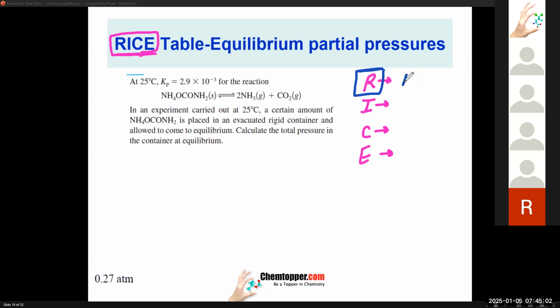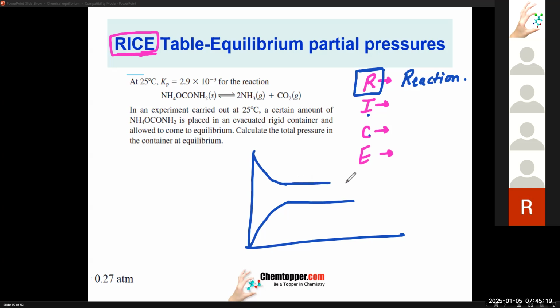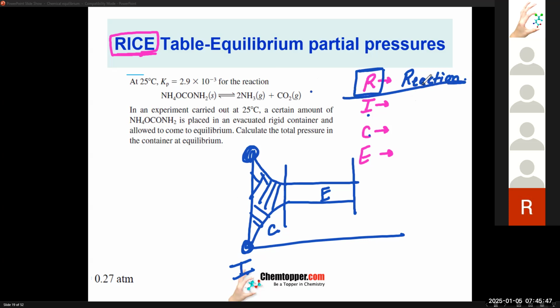R is reaction. Rest all he has written very accurately. Initial, change. You remember the graph? There I explained you. What is this part? E. Equilibrium. What is this part? This one? I. Initial. What is this part? This one, in between? Change. This is change. Initial, change, equilibrium. For any reaction, first you will write the reaction. Then you will write the initial, change, equilibrium.